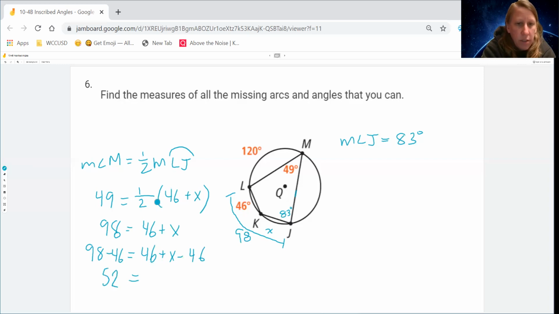And the point of all this stuff is, can you engage with the figure? Can you work it out? Can you think it through? And now I know that X is 52. That was kind of fun. All right, what else can we find?